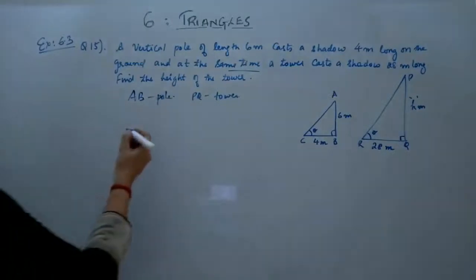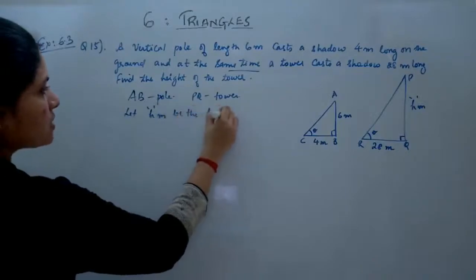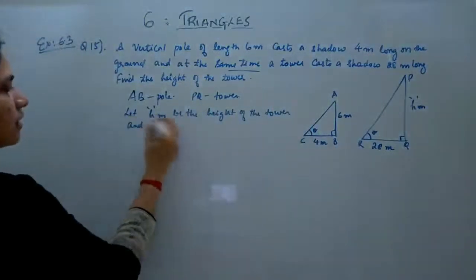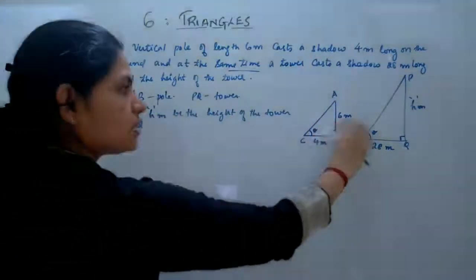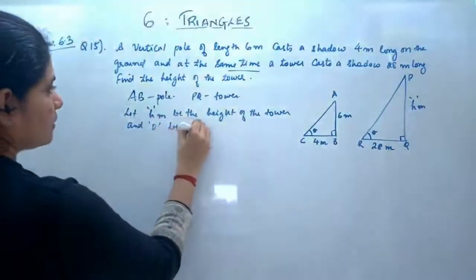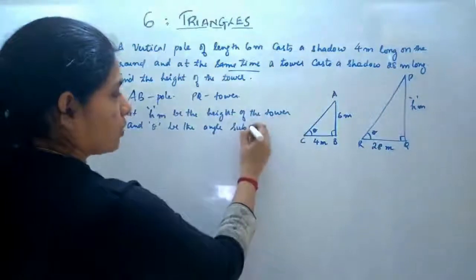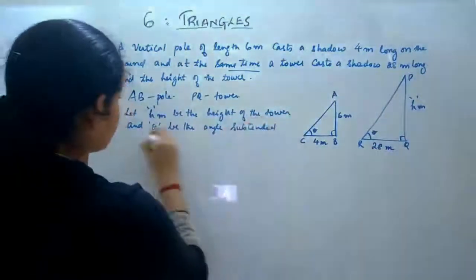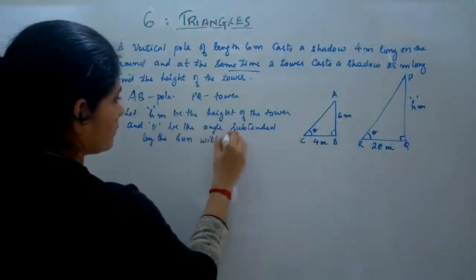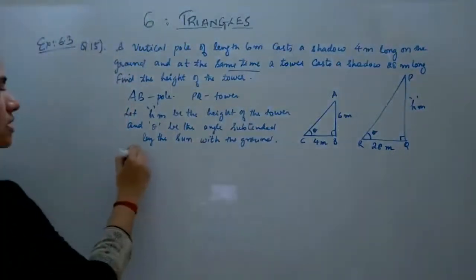Okay, so first what we are doing is, let H meter be the height of the tower, and it's not necessary that you take theta, but you should know that both the angles are same. Okay, and let theta be the angle subtended by the sun with the ground.